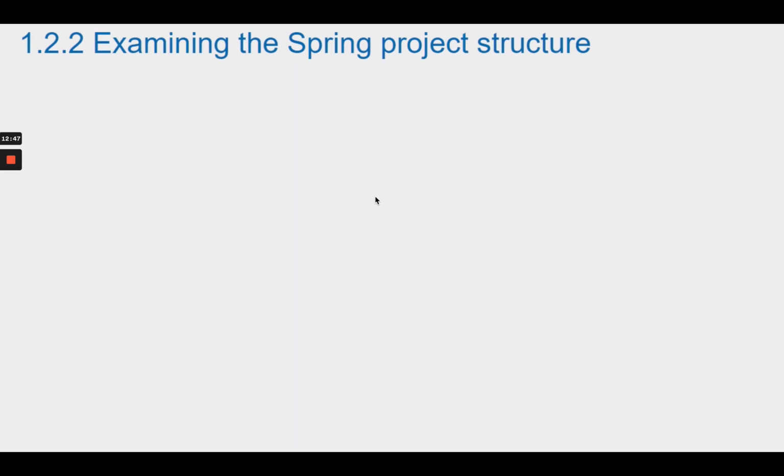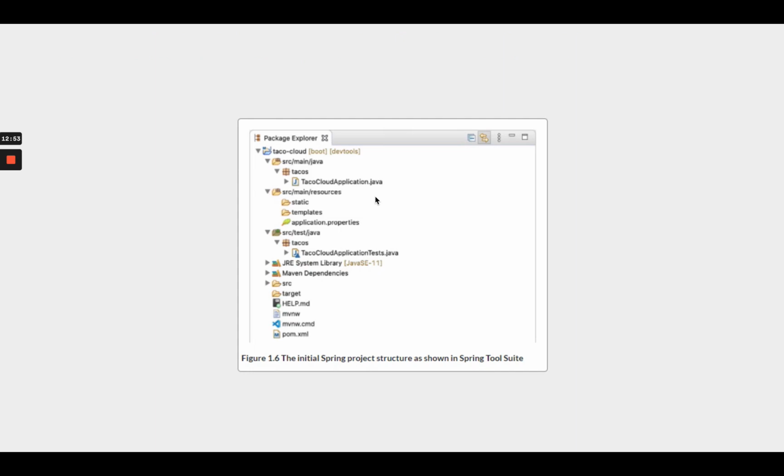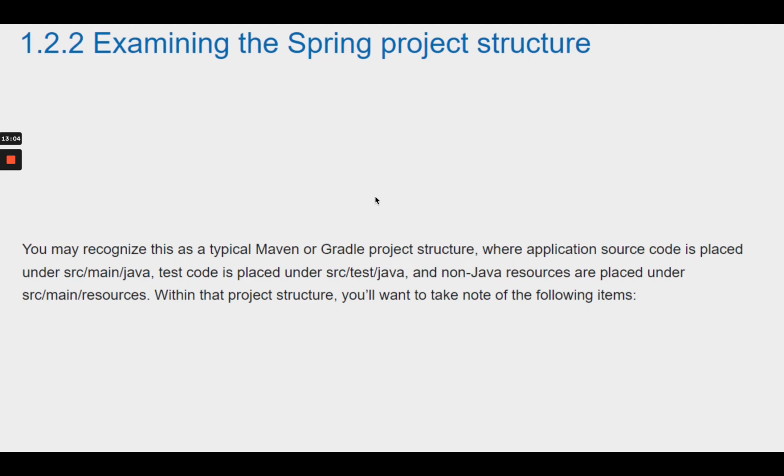Section 1.2.2, Examining the Spring Project Structure. After the project loads in the IDE, expand it to see what it contains. Figure 1.6 shows the expanded Taco Cloud project in Spring Tool Suite. You may recognize this as a typical Maven or Gradle project structure, where application source code is placed under src/main/java, test code is placed under src/test/java, and non-Java resources are placed under src/main/resources. Within that project structure, you'll want to take note of the following items.